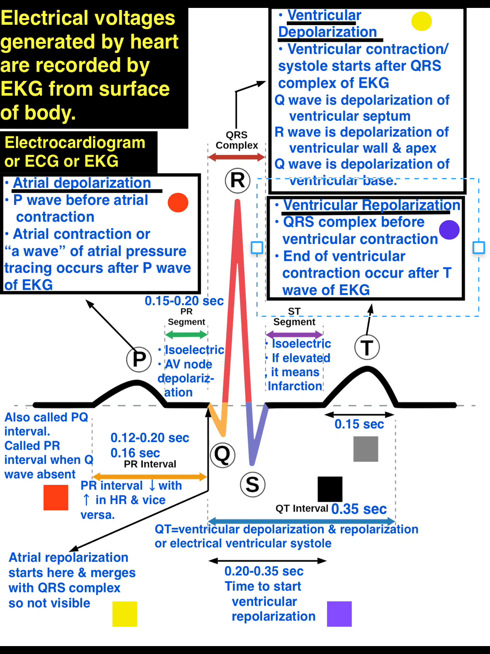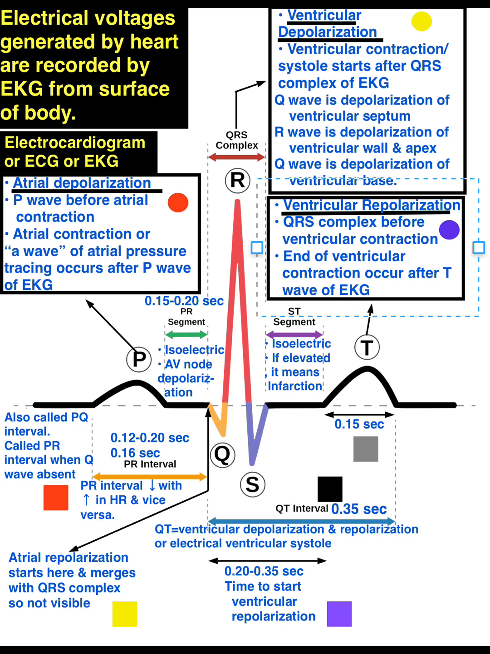PR interval decreases with increase in heart rate and vice versa. PR segment is an isoelectric or flat line between end of P wave and start of Q or start of R wave. It represents AV node depolarization, but there is no upward wave. It is usually a flat line. Time range of this segment is 0.15 to 0.2 seconds.